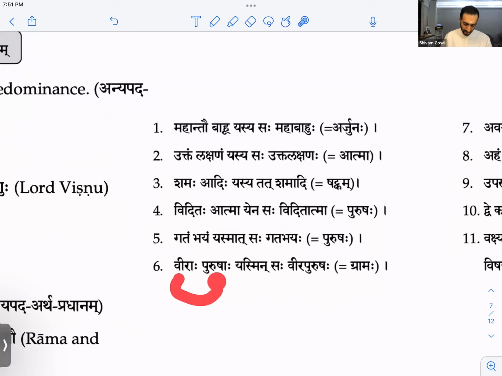Yeah, so Vira and Purusha, they're adjectives to each other. That's correct. It's not adjective, it's substantive predicate. No, you can say adjectives too. The brave people are in which, that thing in which they are is called Vira Purusha, but refers to the grama, the village. Okay, Harprasadji, you have a question?